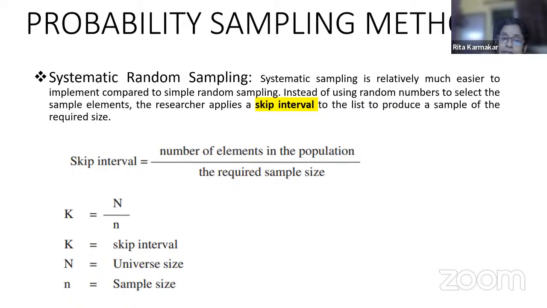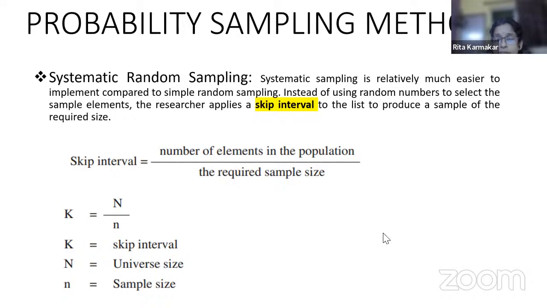So what is a skip interval? This is the formula of the skip interval. It is very simple. Don't be scared by this formula. You all can do it. It is the number of elements in the population divided by the required sample size. Here, the skip interval stands for K, the number of elements in the population is capital N, divided by the required sample size, small n. I guess it is clear now.